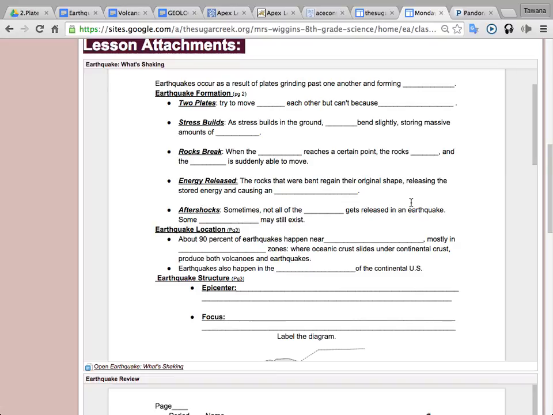Now looking at aftershock. What is that, Antasia? Read that to us. Good. Not all energy gets released. Some stress may still exist, and that's when you have an aftershock.